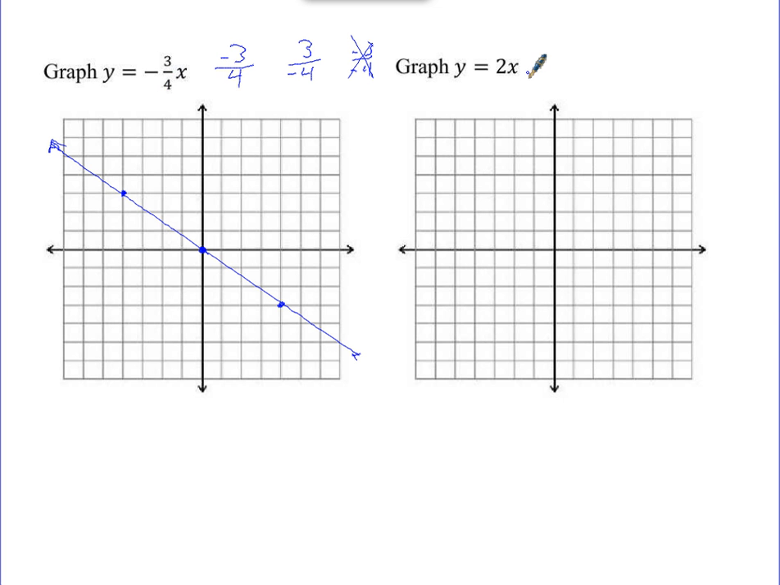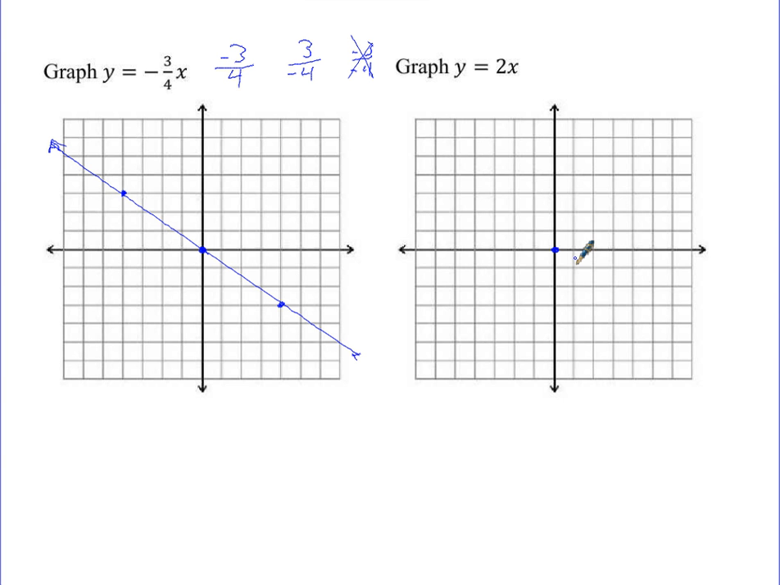Okay, graph y equals 2x. What should we do? Okay, it is y equals kx. There's not some stuff hanging out over here. So this is direct variation, which means this is going to go through the origin. So I put that dot on there. Now what do I do?